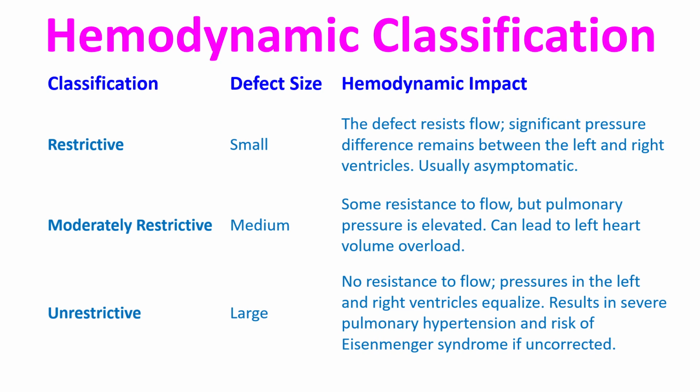Moderately restrictive, a medium-sized defect. There is some resistance to flow, but pulmonary pressure is elevated, which can lead to left heart volume overload. Unrestrictive, a large defect. No resistance to flow, pressures in the left and right ventricles equalize, which results in severe pulmonary hypertension and risk of Eisenmenger syndrome if uncorrected.